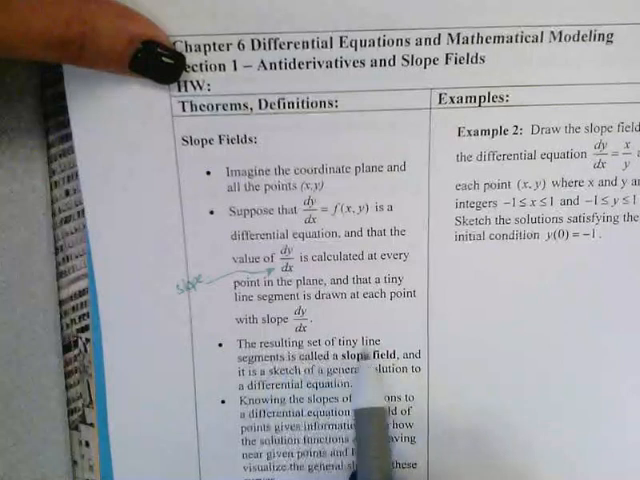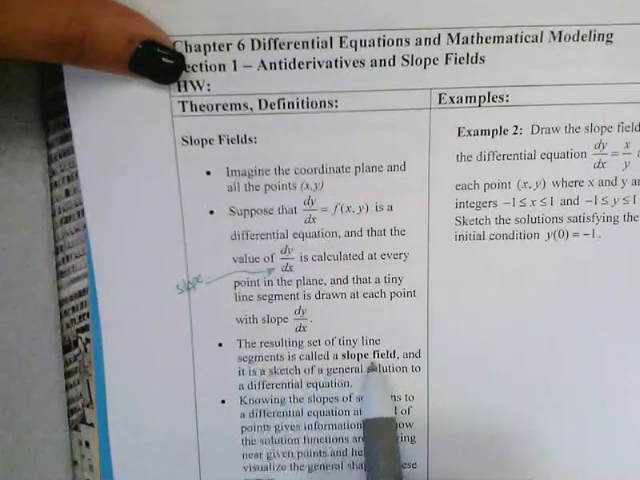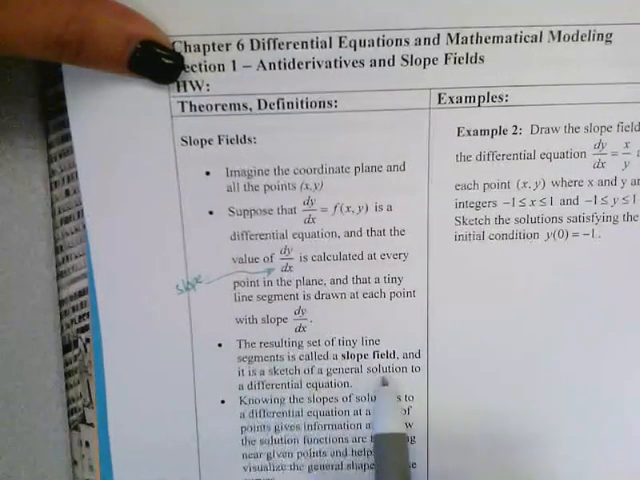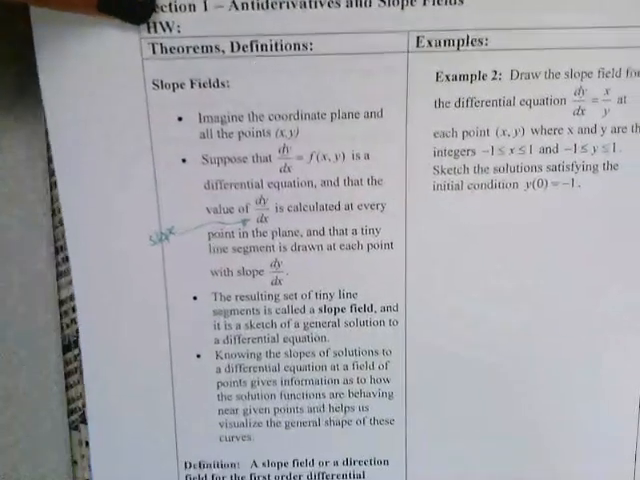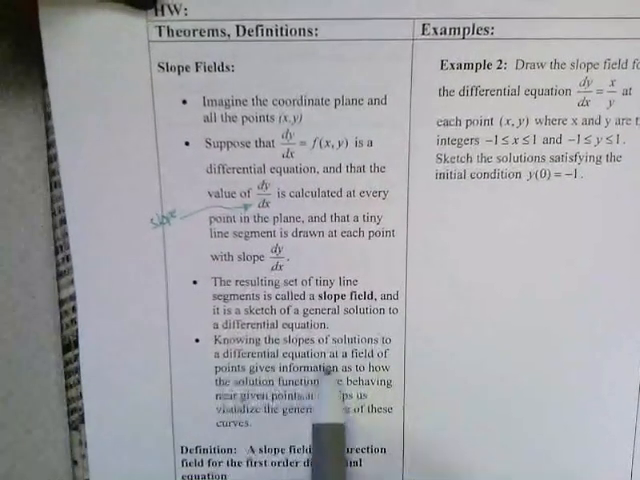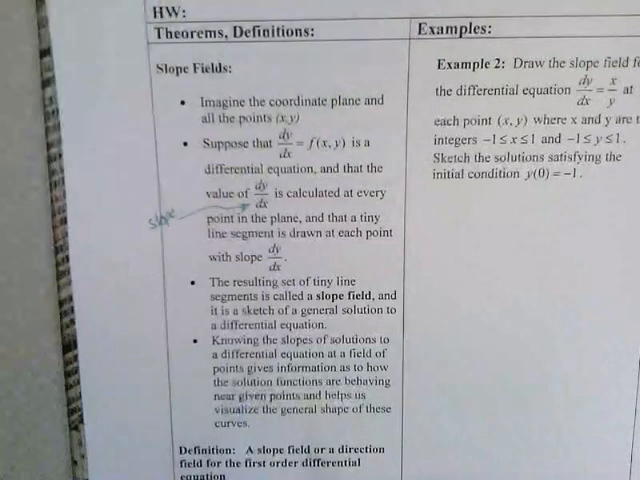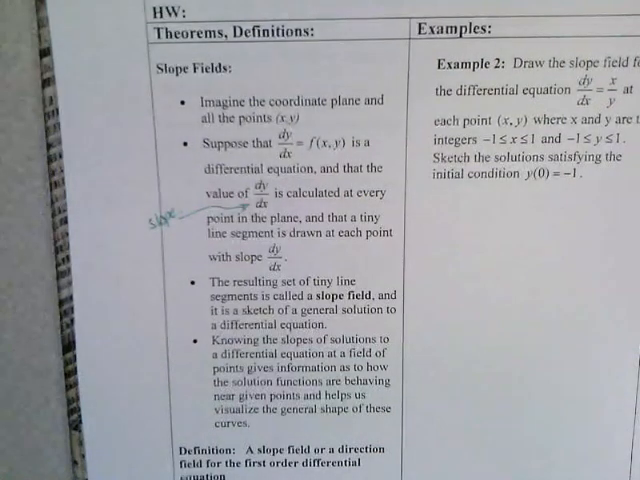The resulting set of tiny line segments is called a slope field, and it is sketched with a general solution to a differential equation. Knowing the slopes of the solution to a differential equation at a field of points gives information as to how the solution functions are behaving near given points, and helps us visualize the general shape of these curves. So here's the definition.